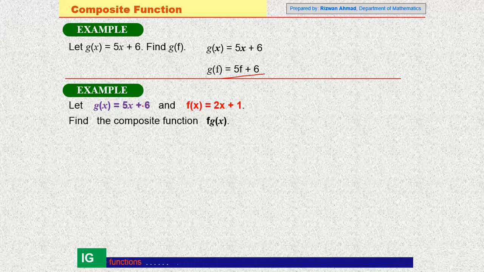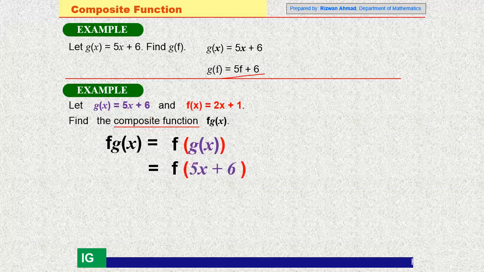So let g of x be 5x plus 6, the blue function, and f of x is equal to 2x plus 1, the red function. We have to find the composite function f of g of x. This f of g of x means f of g of x, and g of x is the blue function, so it will be replaced with its value, which is 5x plus 6. So now we are to find f of 5x plus 6.